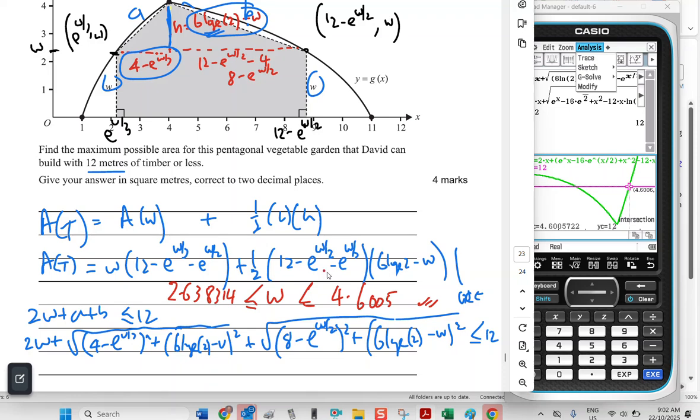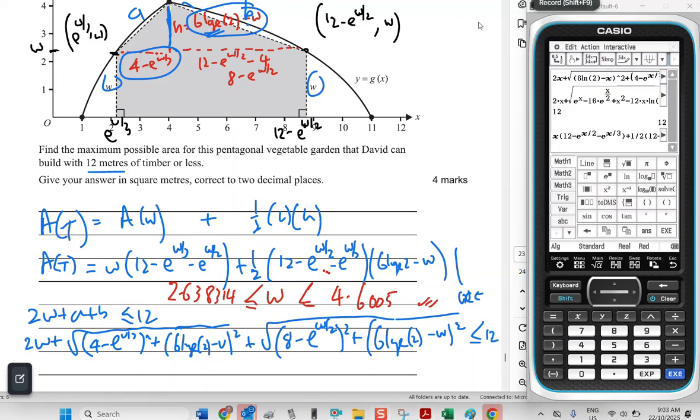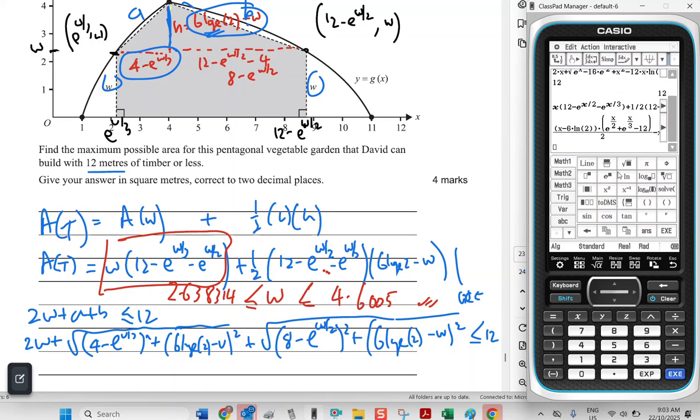So now I'm going to type this expression in. I've typed my A of W, and that's x times the length L. And then I've got my triangle up the top, which is a half. That's my base, which is the length, and that's my height. So I'm going to take that. Now I'm going to do my answer and I'm going to maximize it.